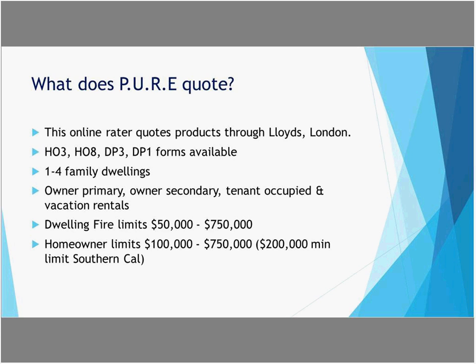As mentioned, you can rate HO3, HO8, DP3, DP1, as well as 1 to 4 family dwellings, owner primary, owner secondary, tenant occupied, vacation rentals. Megan will go into further named insureds that are available. And then dwelling fire limits. On the system, you can rate between $50,000 and $750,000, and for homeowners, $100,000 and $750,000, with a $200,000 minimum limit for Southern California. You can submit greater values than $750,000 through the website. You just will not receive an instant rate at the end. It will just come to us for immediate review.